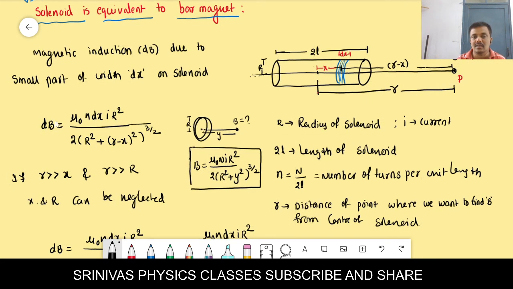dx is, in the picture, a small part on the solenoid. We took a small part on the solenoid, right? The actual length of the solenoid is 2L. On that small part whose length is dx, in the red color I wrote, right? A blue color circular coil small part I took, and whose width is dx. That is the dx. And x is the distance of that point. We are doing the integration for that one.